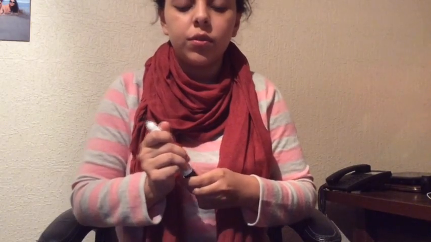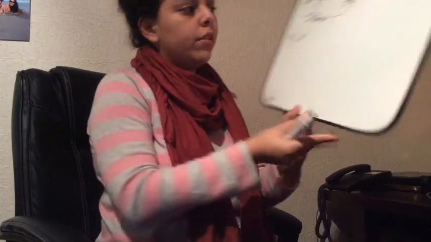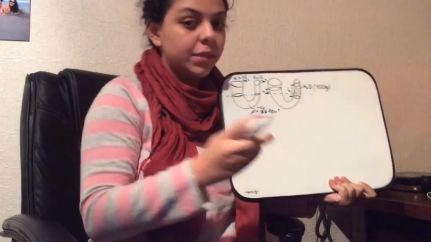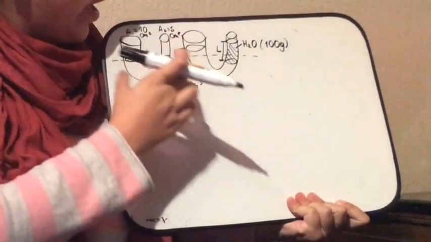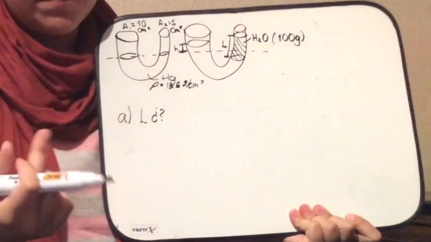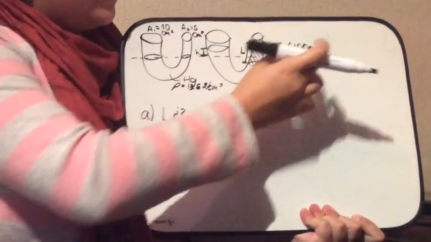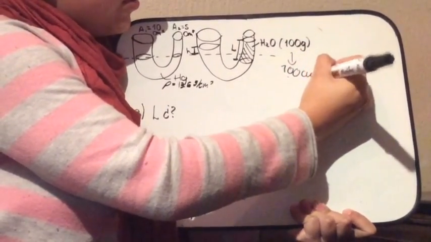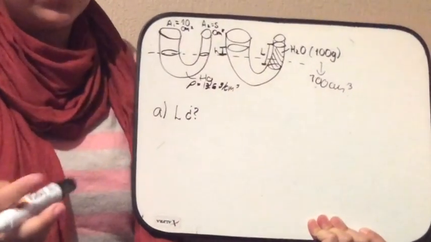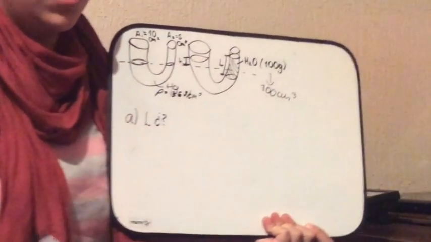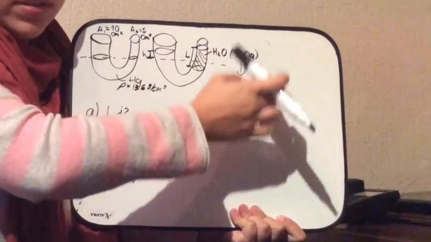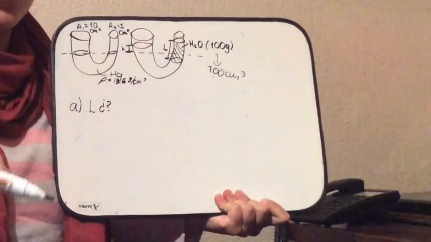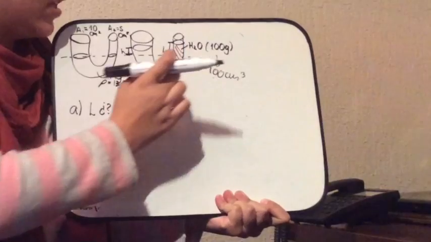So it has two parts. First one says, determine the length of the water column in the right arm of the U-tube. So I already drew a similar drawing here. As we can see, this here forms a cylinder, and the volume of this cylinder is 100 cubic centimeters, because as we know, the density of water is 1 gram per cubic centimeter. So these values should be equal. The same number of grams are the number of cubic centimeters or milliliters that we have in this case.